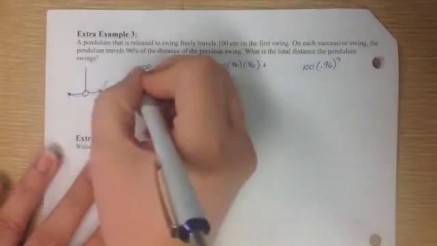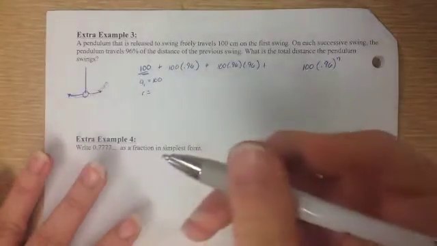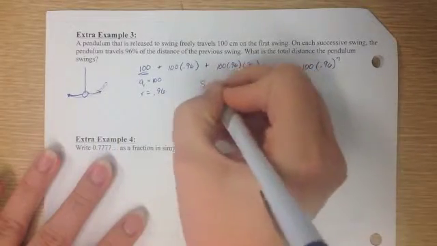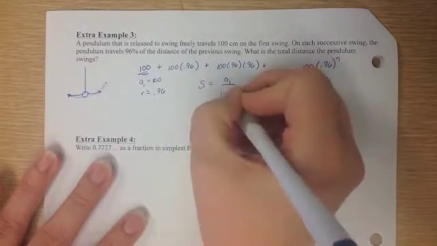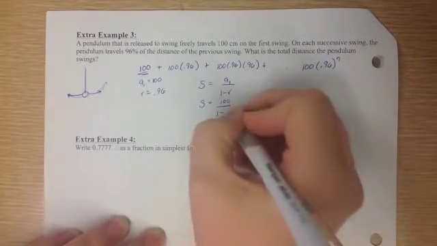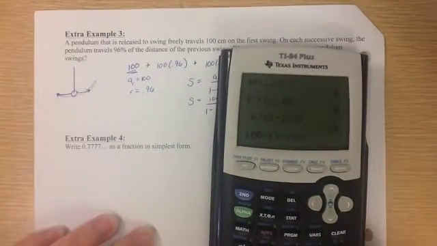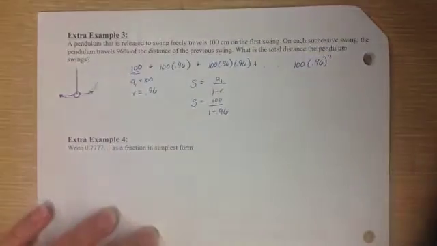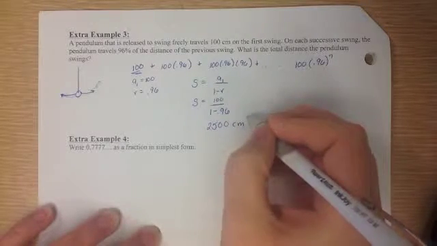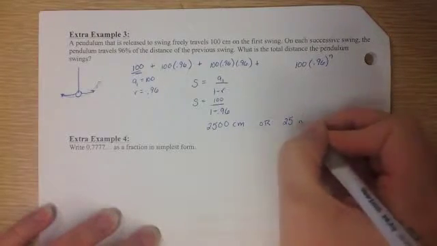To find my sum, my first term here is 100. My ratio is 96% because that's how much it's going down each time, so my ratio is 0.96. My sum is equal to the first term divided by 1 minus the ratio. So 100 divided by 1 minus 0.96, which is 0.04. 2,500 centimeters will be the total distance this thing will swing, or if we convert it to meters, 25 meters.